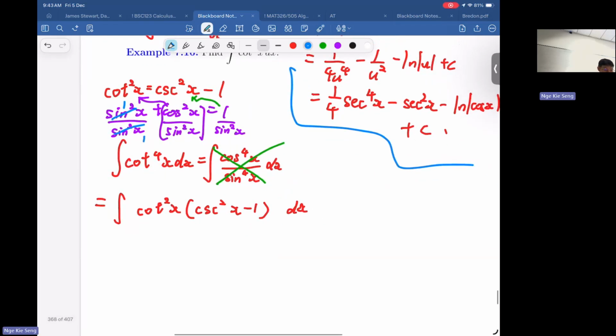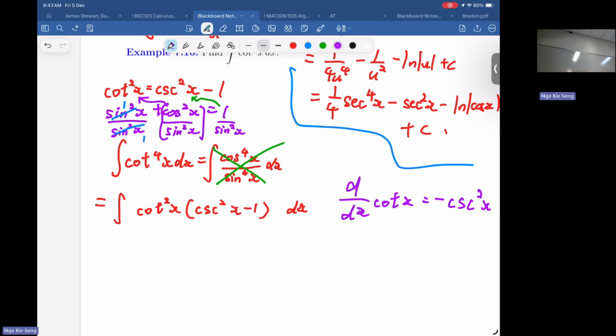So what's the table you need to keep here? So basically, you need to keep this derivative relation here. If you differentiate cotangent x, you will get minus cosecant squared. So what does this mean here? This means if you integrate minus cosecant square x, you get cotangent. Relationship. All right. So what should we do next?